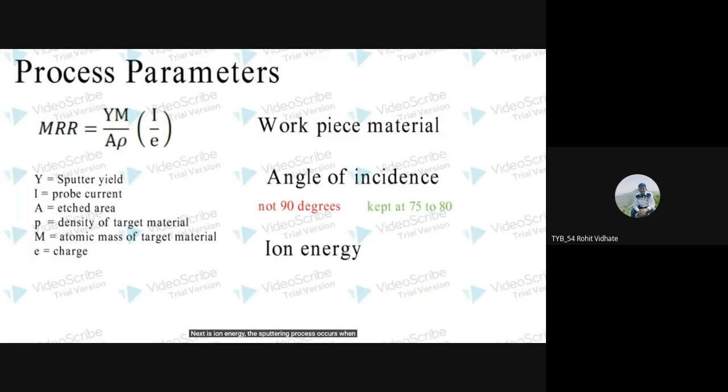Next is ion energy. The sputtering process occurs when kinetic energy is transferred from the incident ions to the workpiece atoms. So this energy must be kept above the binding energy of the atoms of the workpiece material. Then current density. The rate of material removal is directly proportional to probe current. So the higher the current density, the higher the material removal rate.